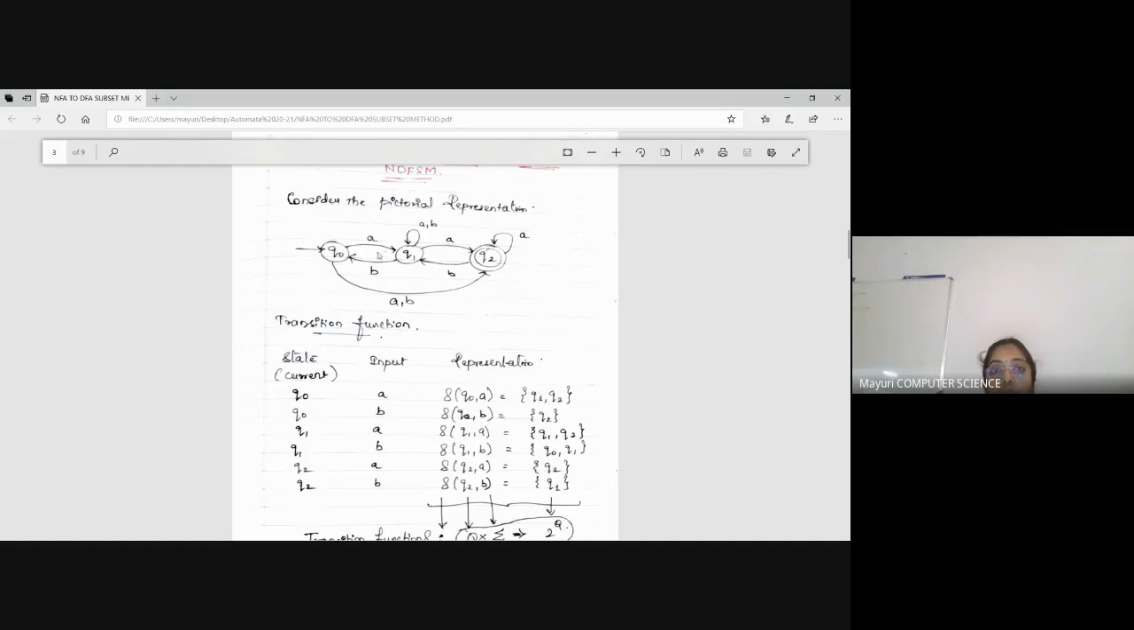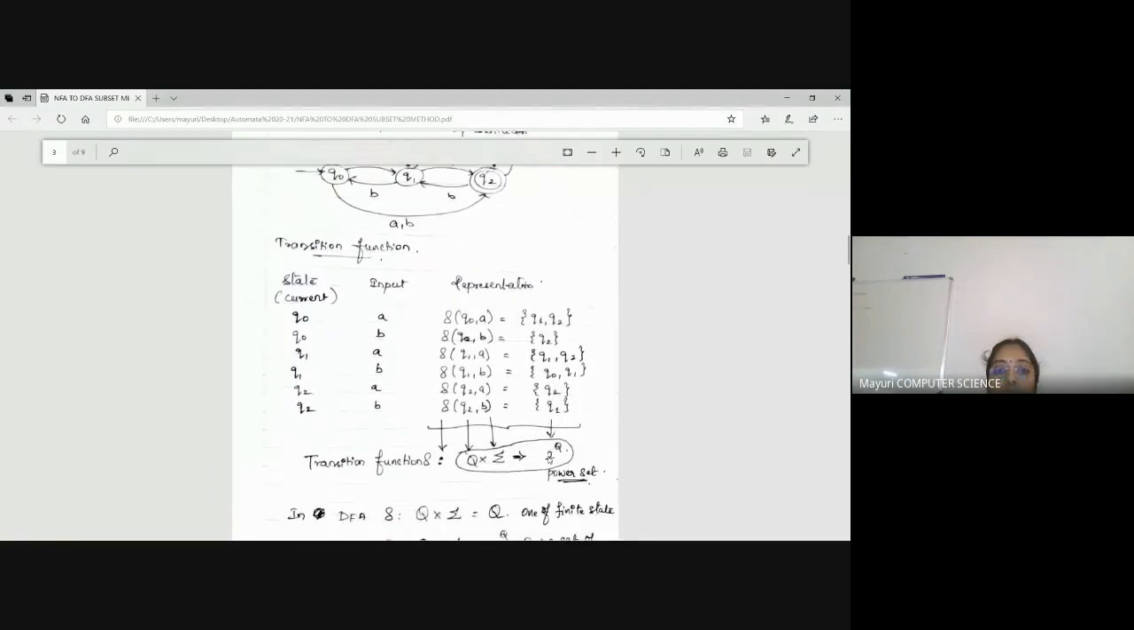On A, I am going to Q1 as well. On A, I am going to Q2. So you have to represent it in a set like this. Then on B, I am going to Q2. Probably it is like this. Okay. Now, how can I give you the transition function?